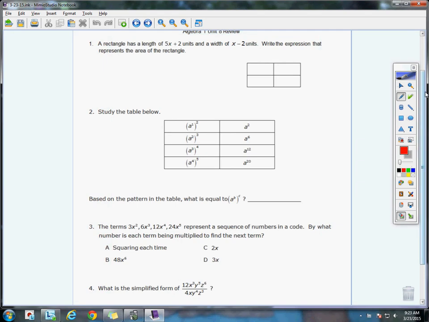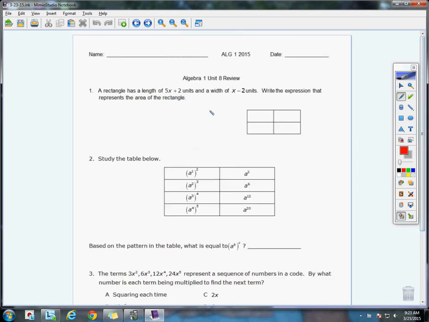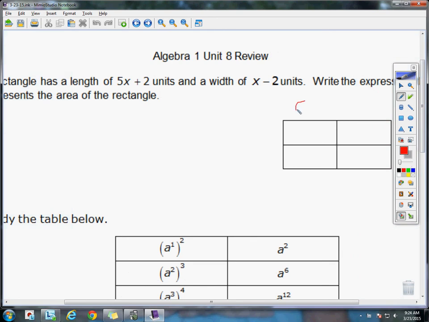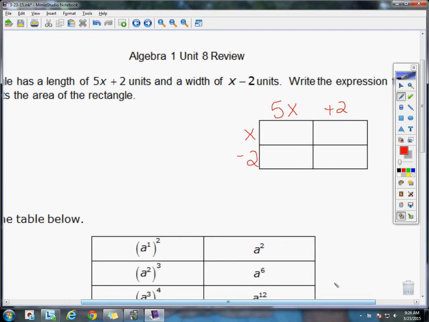If you remember, to find the area of a rectangle, it's just length times width. So you're going to be multiplying 5x plus 2 times x minus 2. We're going to go ahead and fill in our little square over here, and we have 5x plus 2 and x minus 2. So 5x times x is just 5x squared. X times 2 is 2x. Negative 2 times 5x is negative 10x. Negative 2 times a positive 2 is a negative 4.